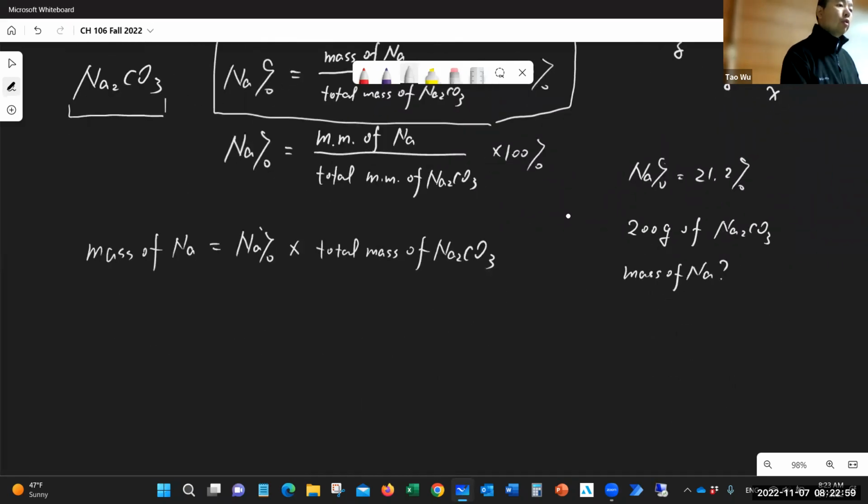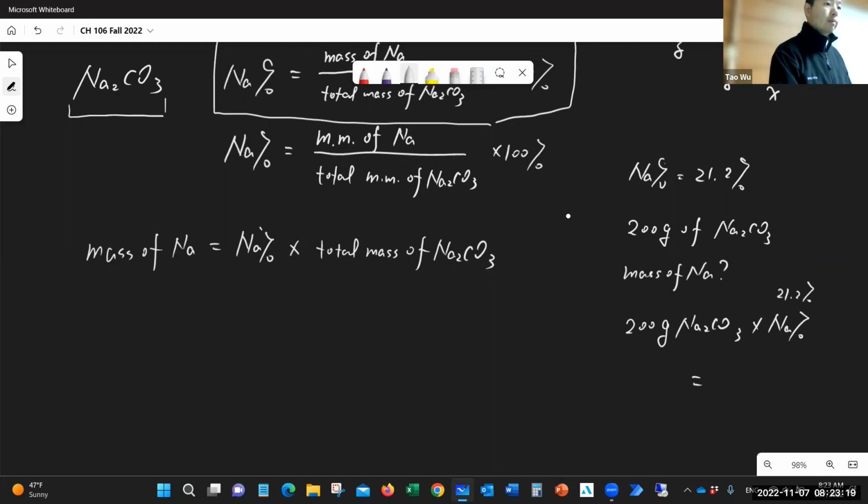Obviously you should be using the 200 grams of the sodium carbonate, and you multiply by the sodium percent for this compound, which is 21.2%, then you figure out the mass of sodium. That's it. So this is how we figure out the mass of sodium.